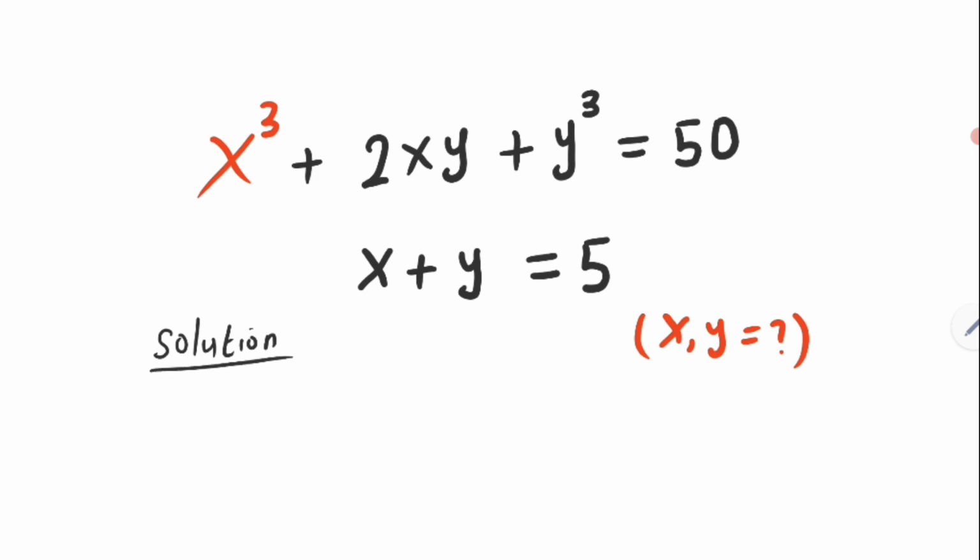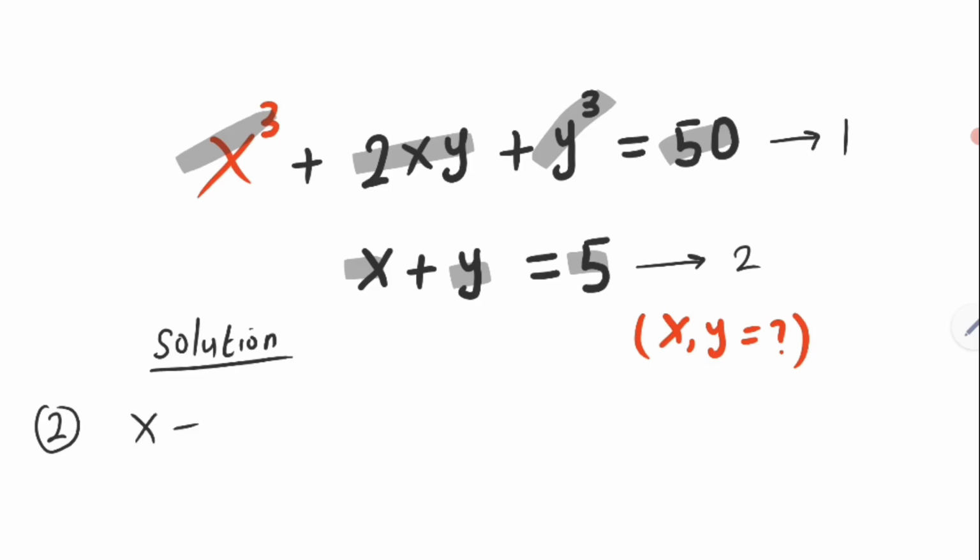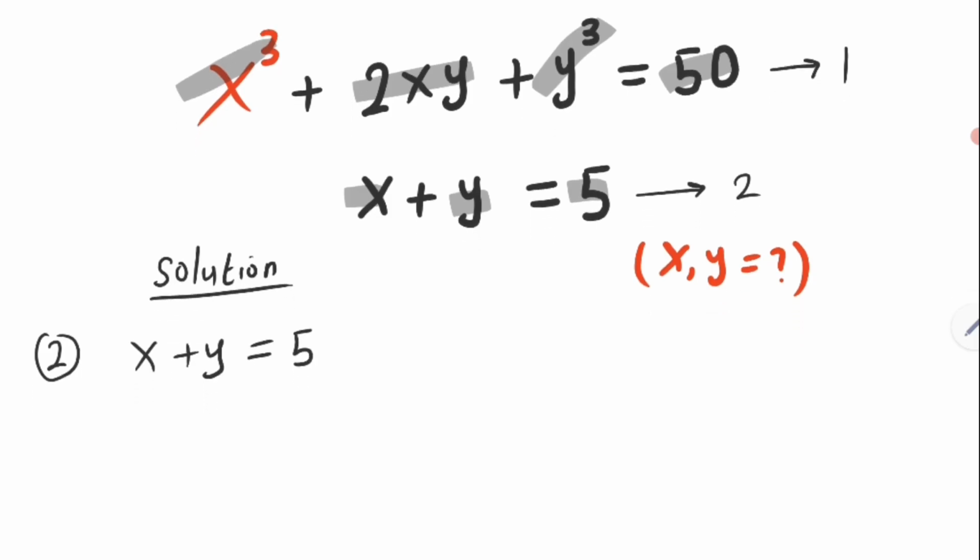Now here, we have x raised to power 3 plus 2xy plus y raised to power 3 is equal to 50. Let us call this equation 1. And also, we have x plus y is equal to 5. Let us call this equation 2. From equation 2, x plus y is equal to 5. Then y is equal to 5 minus x. Let us call this equation 3.